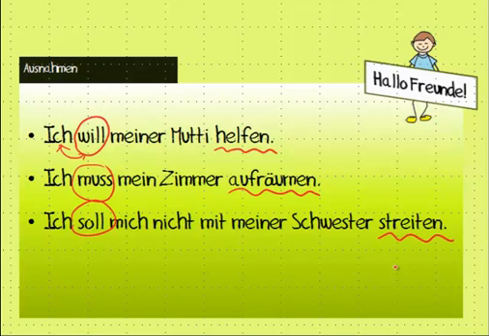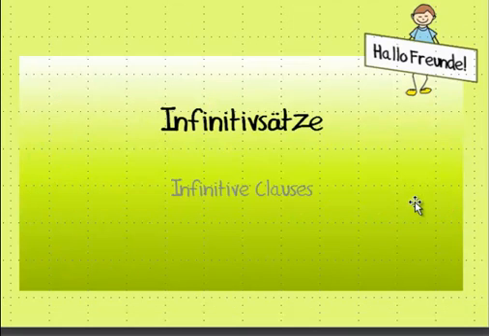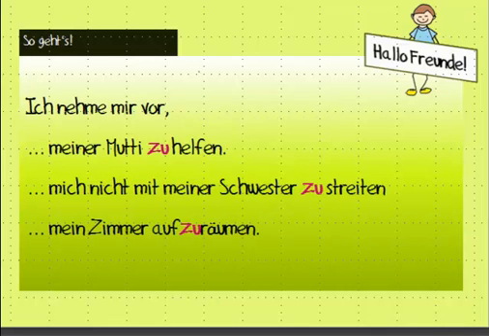Okay? Remember that these verbs here are called modal verbs. And we learned that when you have a modal verb, the second verb is in the infinitive at the end. So that is kind of an infinitive clause. Now let's take a look at a different example of an infinitive clause.